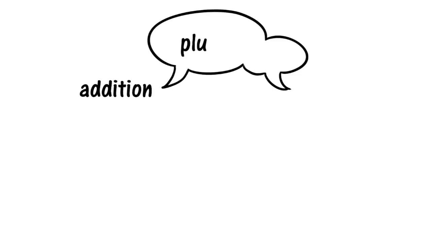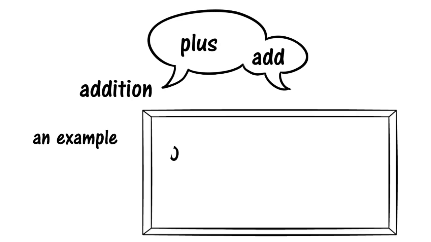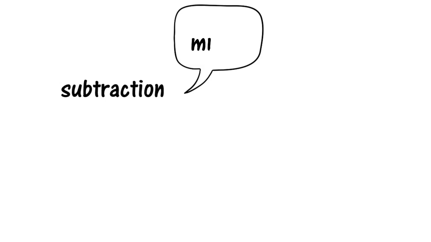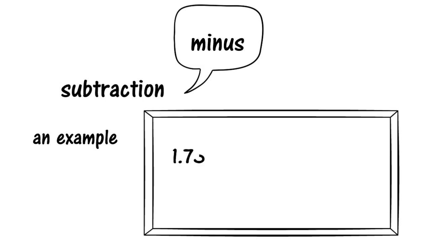With addition, we use the words plus or add. An example, 0.5 plus 1.25 is 1.75. In subtraction, we use the word minus. An example, 1.75 minus 0.5 is 1.25.